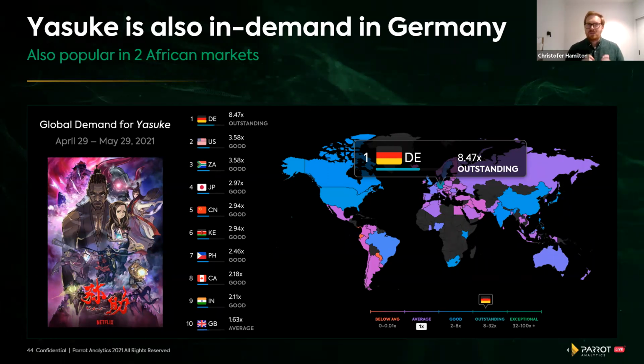One other interesting thing about this show in particular, if you look at the top 10 markets in terms of demand for this series, we see two African markets, South Africa and Kenya, have high demand for this show. That was unique, and if you know a little about the premise of the show, that helps explain why. So Yusuke is actually based on a historical character who was an African warrior who came to Japan and became a samurai in the 16th century.